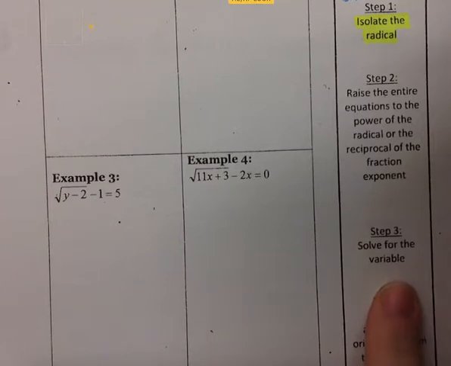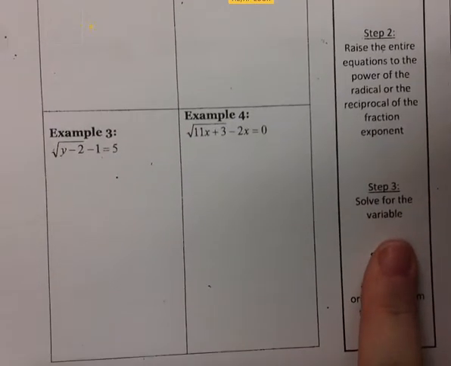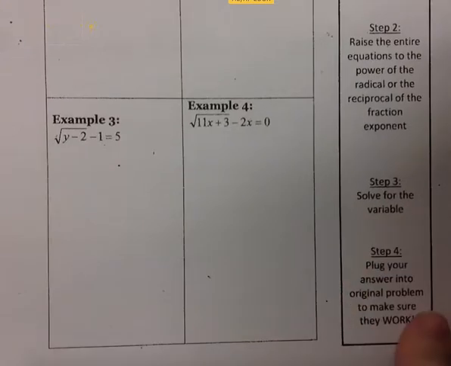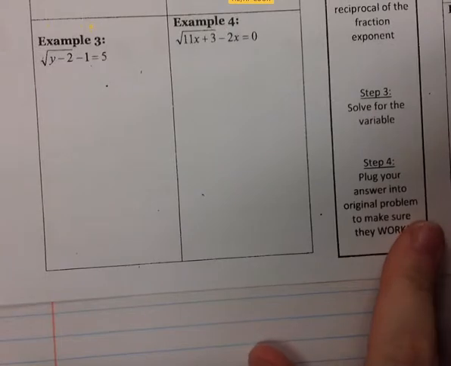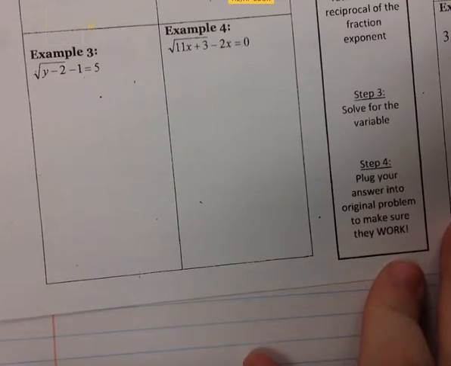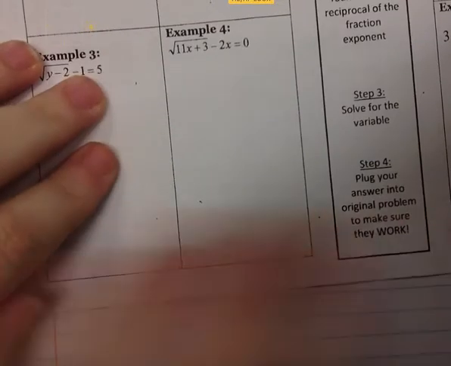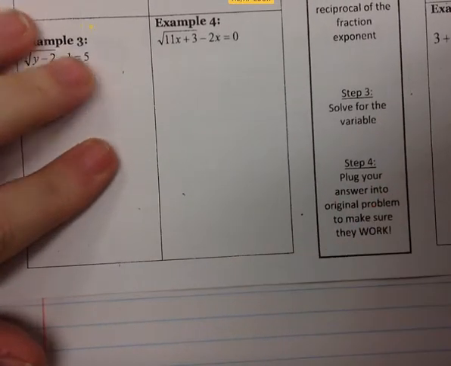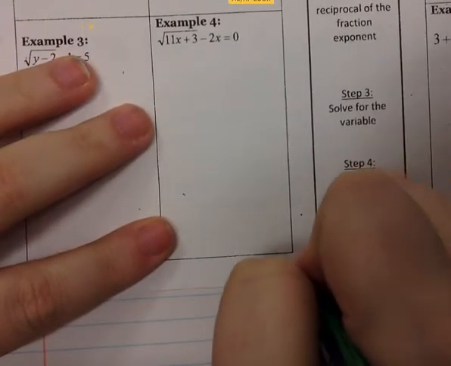Step 3 is once we get the radical gone, we're going to just solve for the variable. We're going to go back to SADMEP and solve for the variable. The last step, and this is crucial, you must plug your answer into the original problem to make sure they work. Because when we're dealing with solving radical equations, you could end up with extraneous solutions.